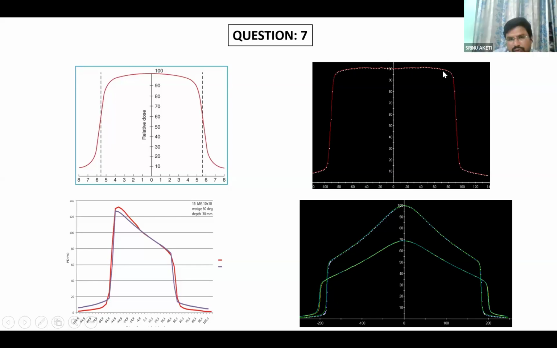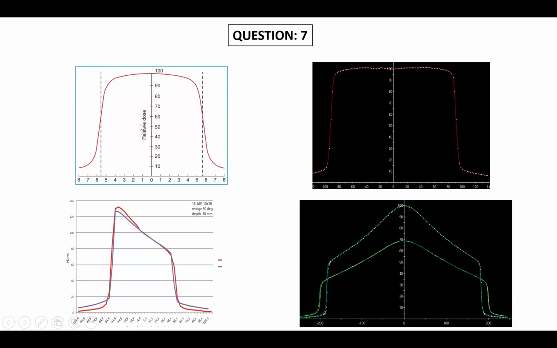This is the flatness, how flat it is. Do we need a flat profile? Yes, sir. Why? You don't like these profiles? Do we need a flat profile? What is the advantage of a flat profile? What is the advantage of a symmetric profile? Why should your profile be symmetric?